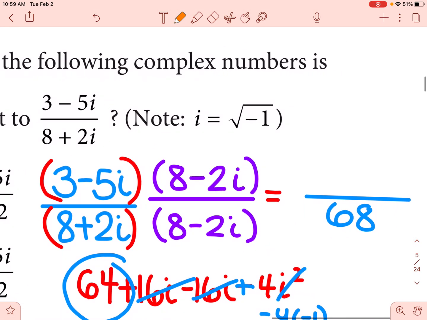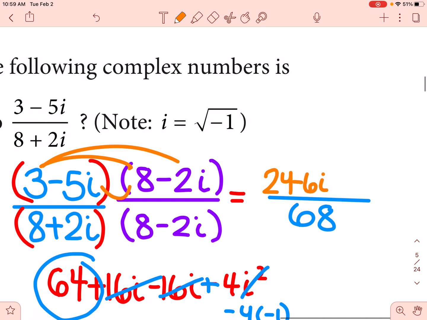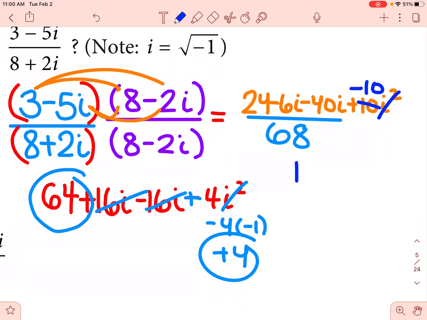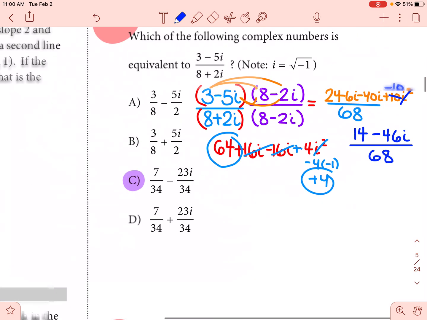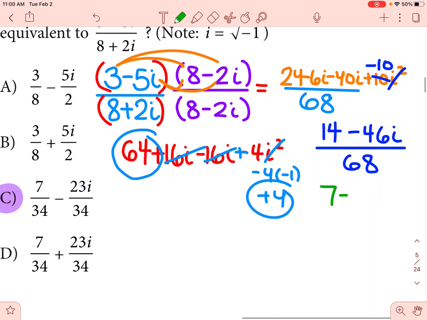So I get a 24, minus 6i, and then minus 40i, plus 10i squared. Okay, a couple things to do. The i squared is -1, so that's going to change to a -10. So I get a 14 minus 46i over 68. And so if I divide everything by 2, I get 7 minus 23i all over 34.